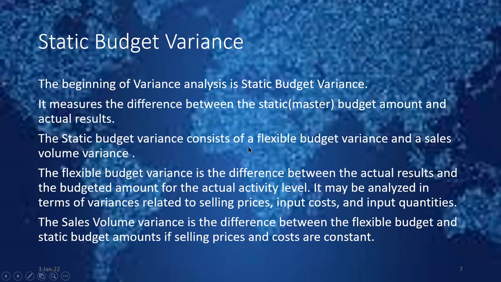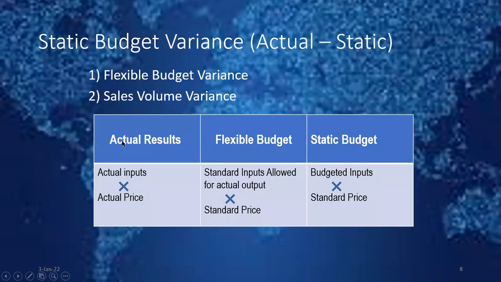Static budget: when we see a static budget, basically we compare the actual result with our budgeted data. Actual result means actual input. Let's say we are calculating material, so material price into material quantity, right? For example, you're making some chairs, so you'll say square foot of the wood. So the actual result will be actual price into actual quantity, whereas the static budget will be budgeted input into standard price, right?